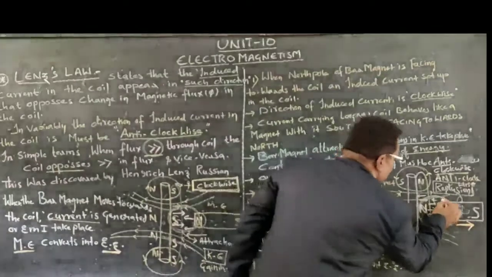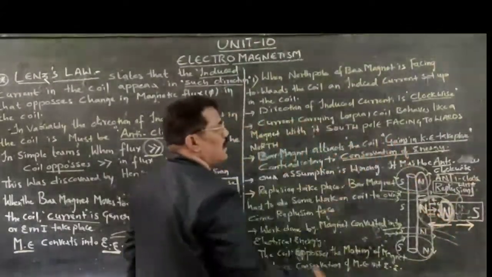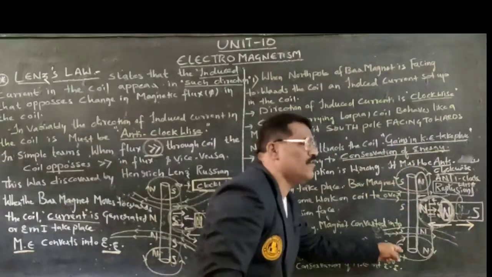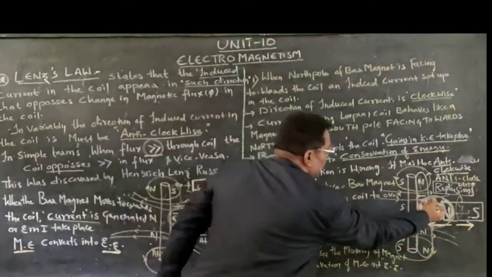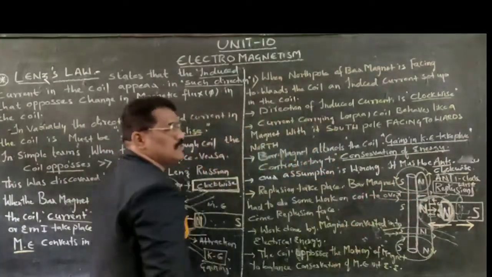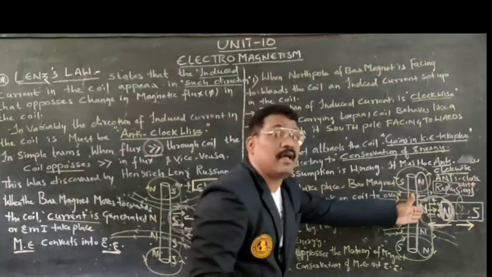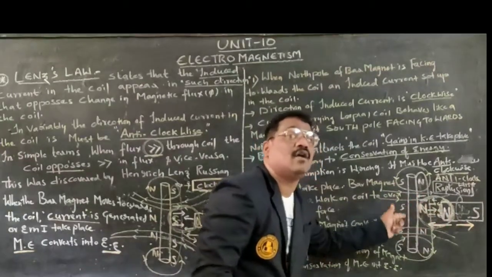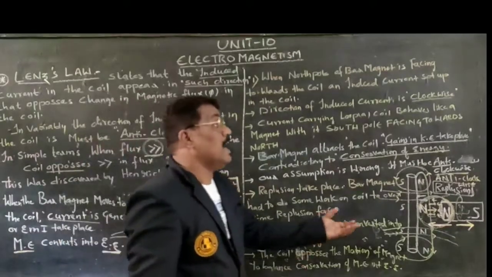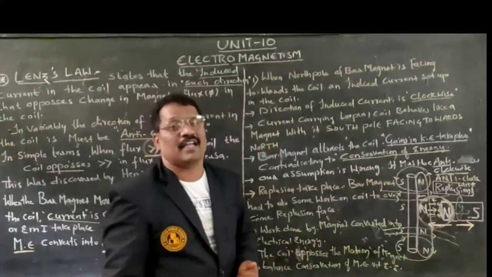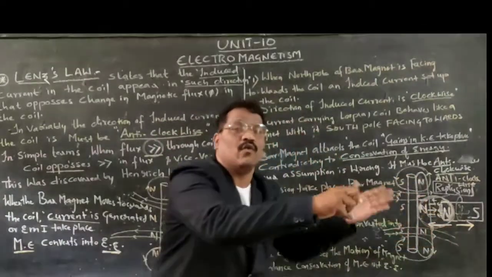So, the work done on the bar magnet to move towards the coil results in opposing the change in magnetic flux. Means what? We are working against the change in magnetic flux of the bar magnet on the coil, which results in the production of electrical energy from mechanical motion, by doing some work toward the coil to overcome the repulsive force.